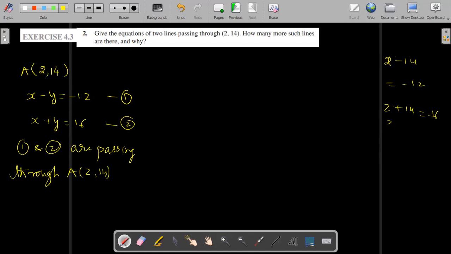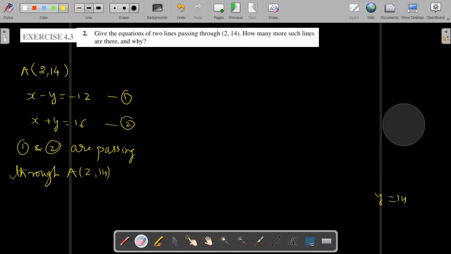And you can get 2 sevens are 14 also. You can make one more. So y is 7 times x. So we can write y is equal to 7x. Now if you put x is equal to 2, y will be 14. So 2 and 14. So one more line can be like this. So we can make an infinite number of lines.